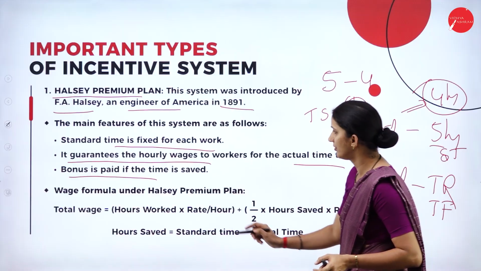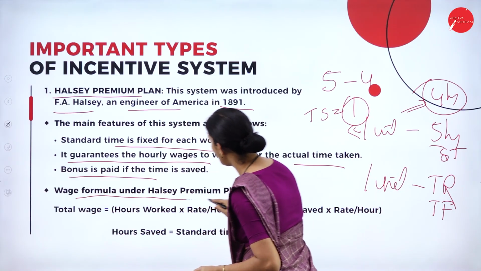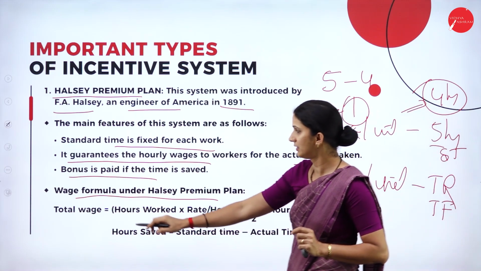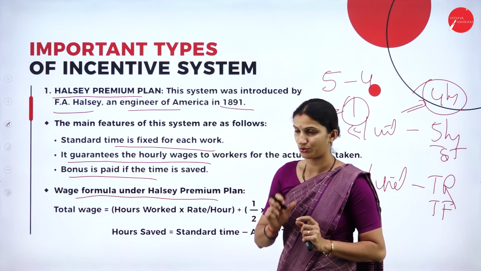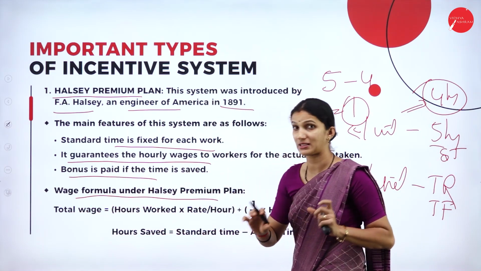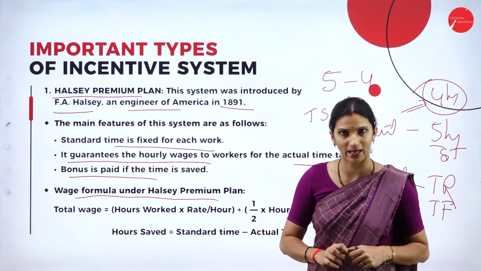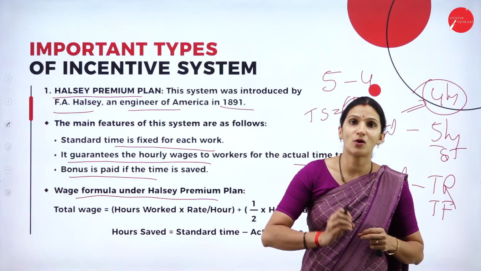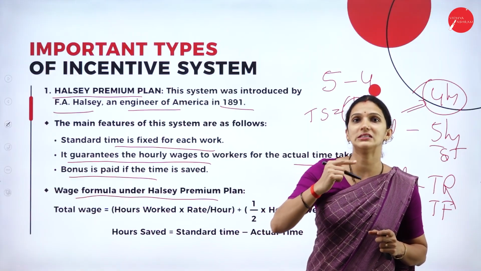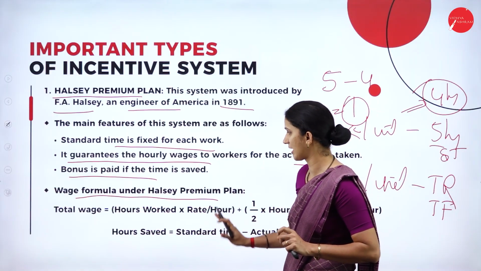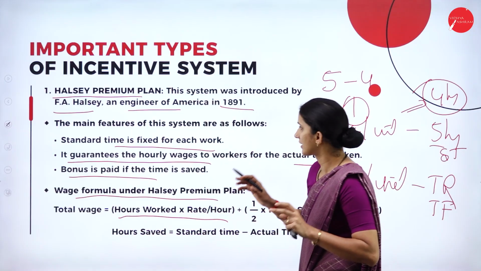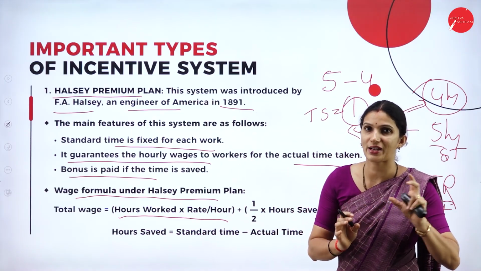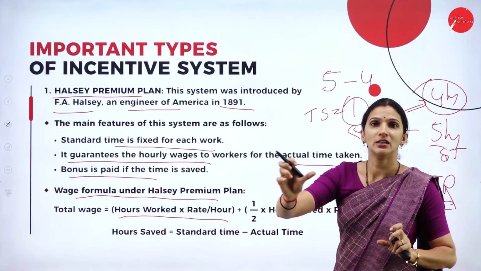So you have an important formula to calculate the total wage here. See the formula: total wage is equal to hours worked, that is the actual hours worked by the employee, into rate per hour, that is the rate fixed for 1 hour of work. That you need to take. This is the guaranteed wage or the time wage, that is the actual hours worked into rate per hour.